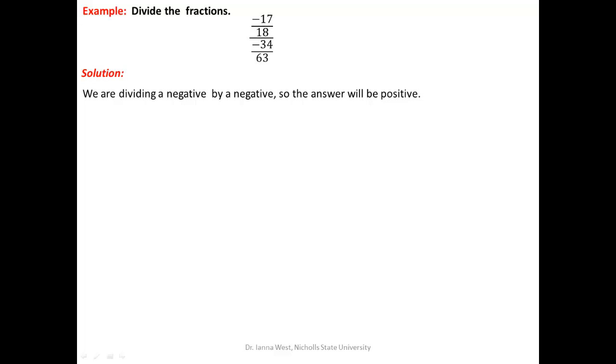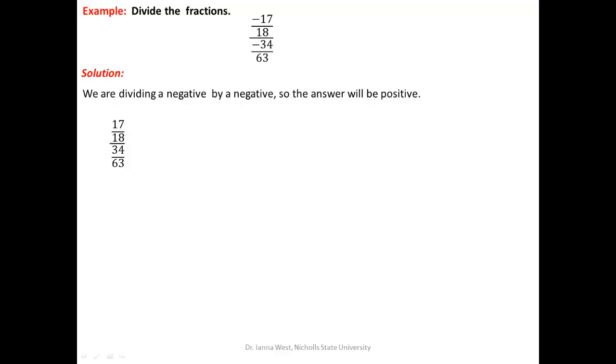We will now consider another example. This time we're looking at a division problem in the form of a compound fraction. Notice that we are dividing a negative by another negative, so the answer will be positive. But for simplicity, we will first perform the operation of division without regard to the signs, and then we will apply the appropriate sign rule to the final answer. So we are dividing 17 over 18 by 34 over 63.